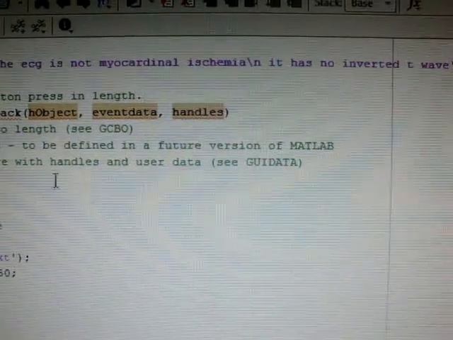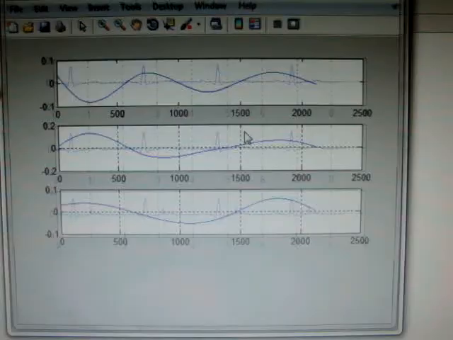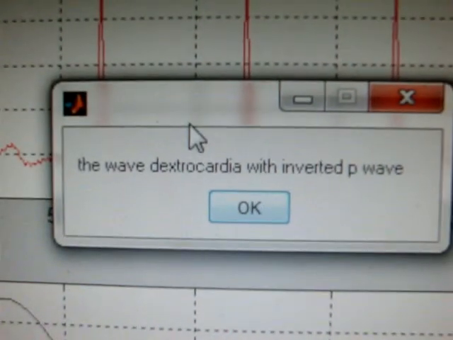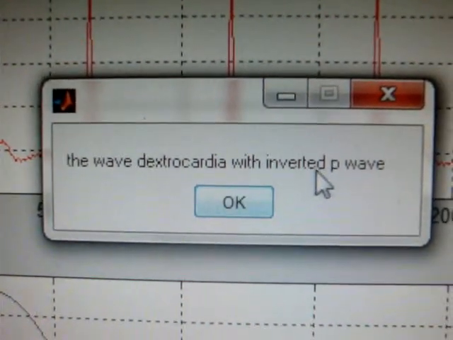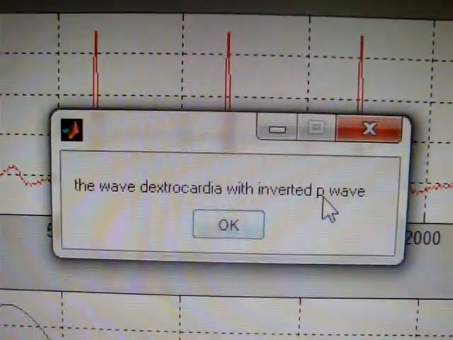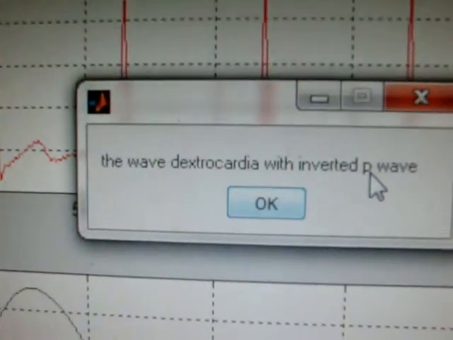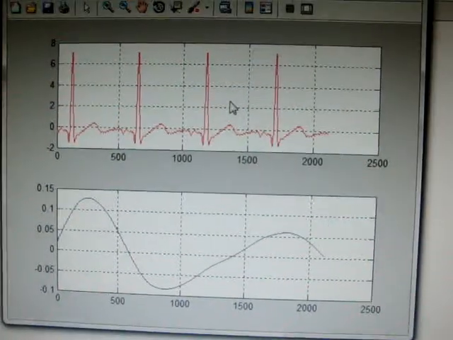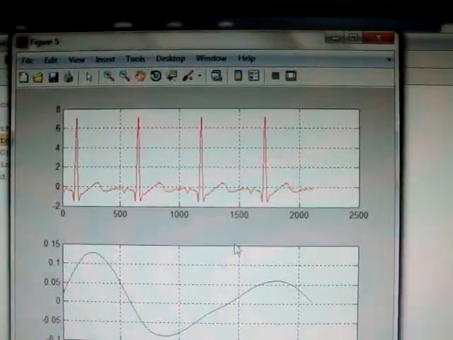Now running the program. For example, this time we are going to check it with dextrocardia. Once we press compare dextrocardia, we again get the 4 figures. The wave is dextrocardia with inverted P wave. Since the given wave is dextrocardia, we get the output as the wave with dextrocardia with inverted P wave. And this is the resultant ECG waveform of dextrocardia with its respective wavelets.